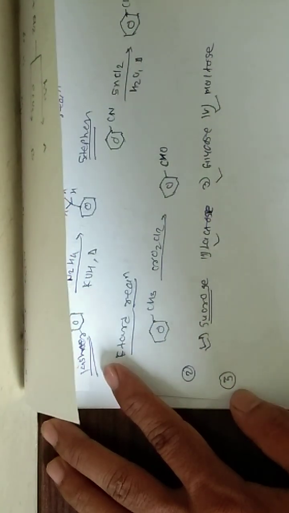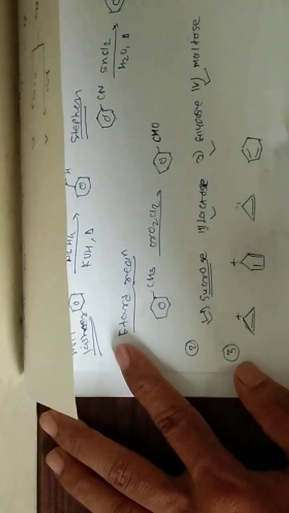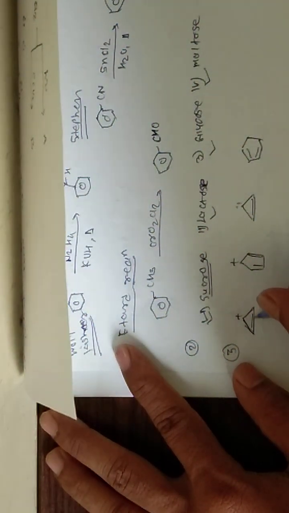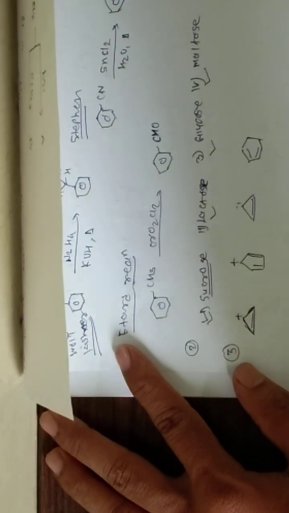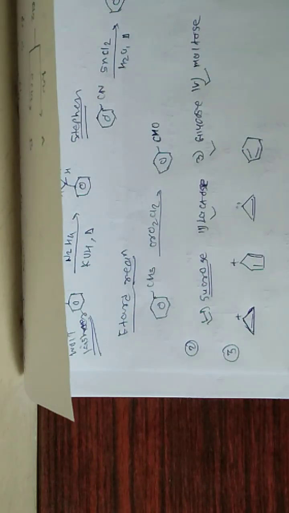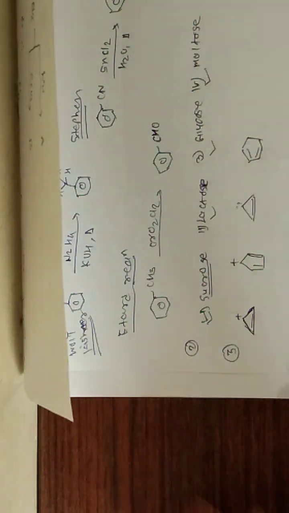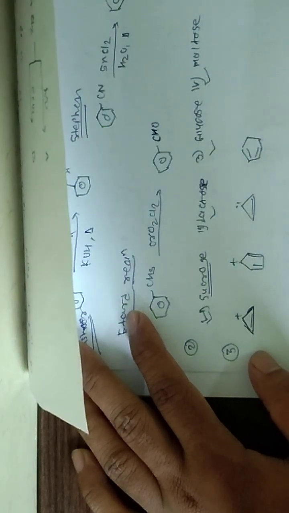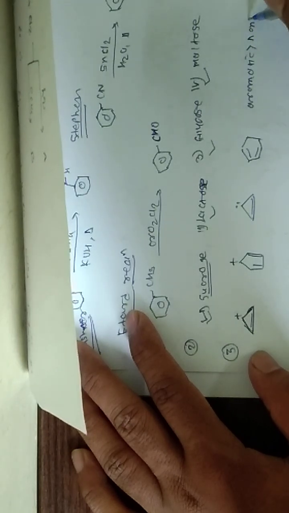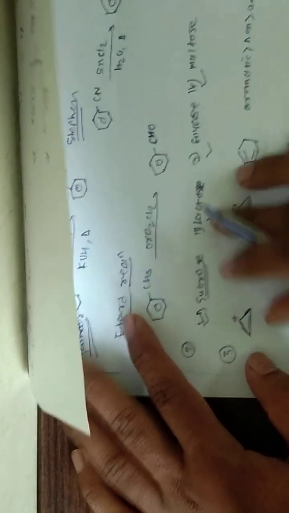So now the third question. Which of the following molecules or ions is most stable? These four compounds are given. Among these, which one is more stable? This depends on aromaticity, non-aromatic and anti-aromatic character. So what is the stability order? Aromatic compounds are more stable than non-aromatic, which are more stable than anti-aromatic.